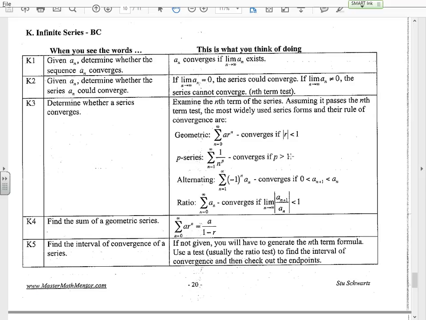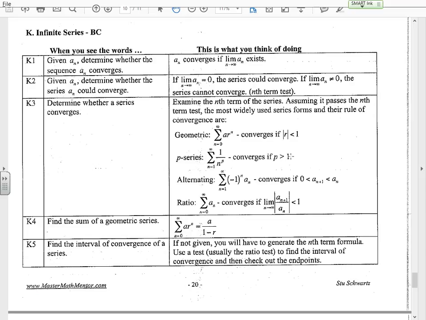For K3, I just started listing all our tests. Is that okay? Almost, except they were just asking for convergence. So the nth term test doesn't really apply for convergence. That's the one warning that I would say. Anything else? K5.